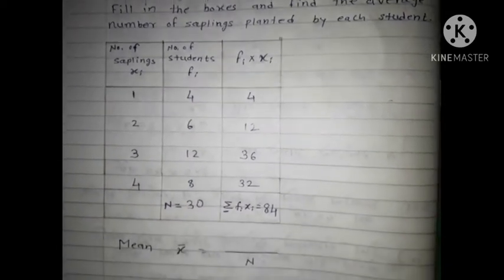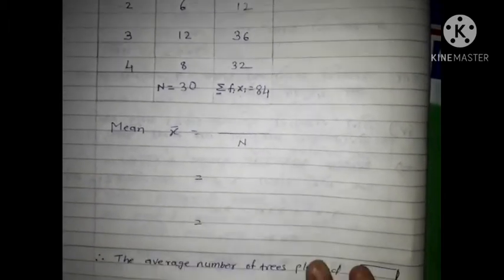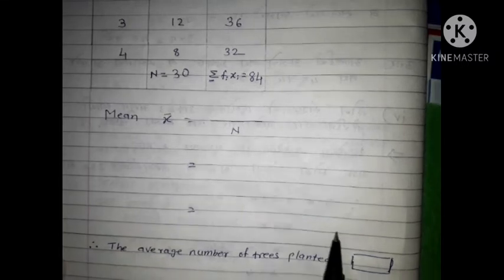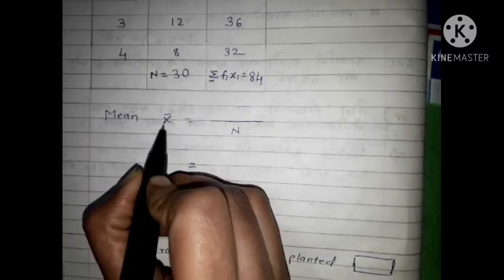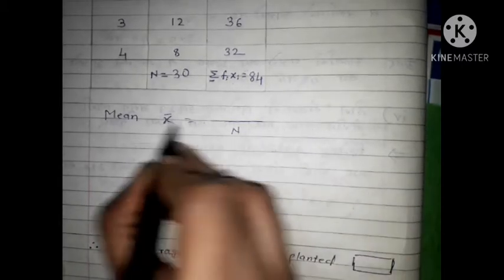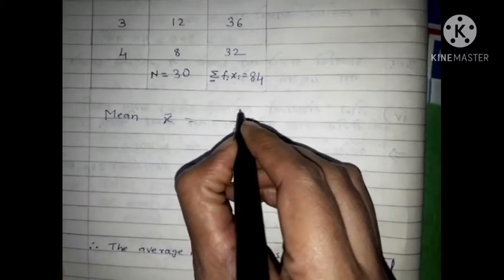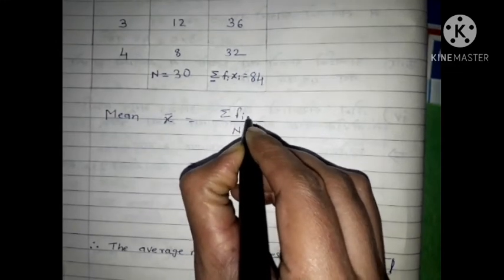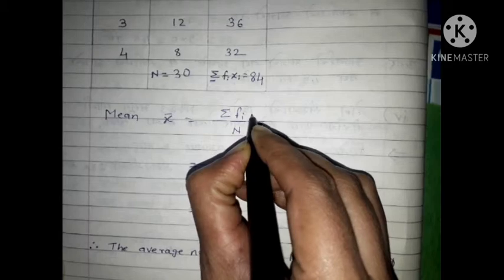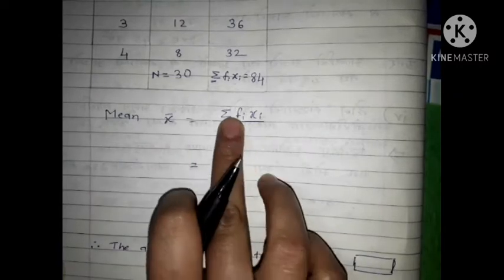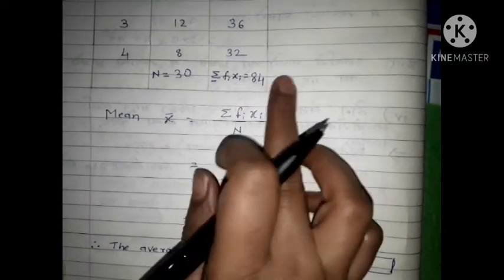Now we have to find the mean. What we have to calculate is the mean of the saplings planted by each student. The sign for mean is x bar. And the formula for finding the mean is summation of fi into xi divided by n. The summation of fi into xi is 84.